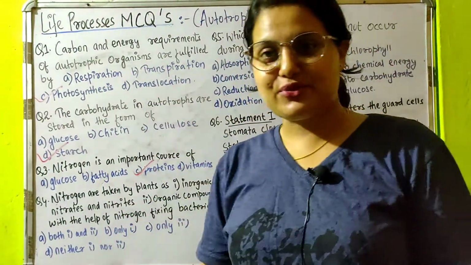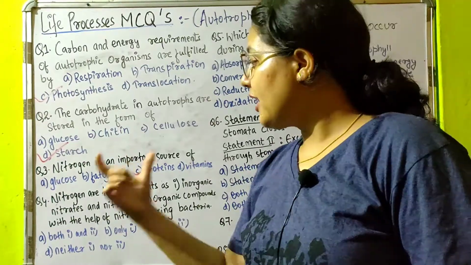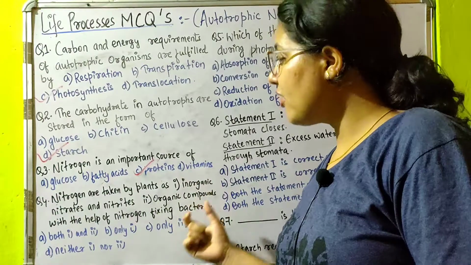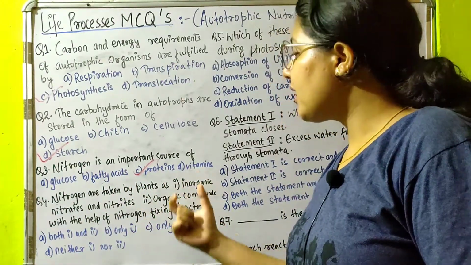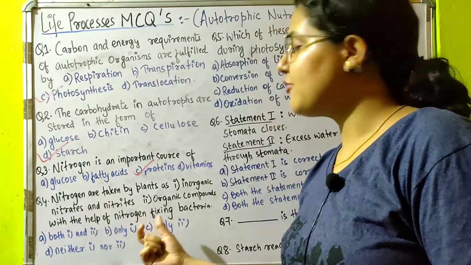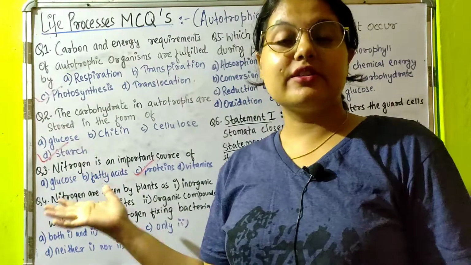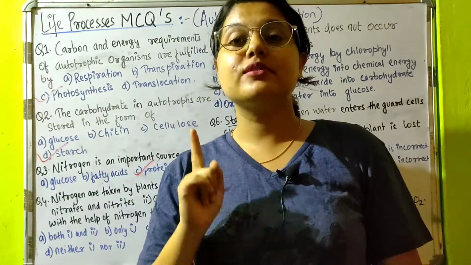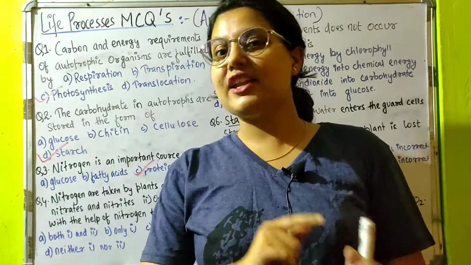The fourth question, students, this is a very interesting one. Alright, just listen to this carefully. Nitrogen is taken by plants as: first statement, inorganic nitrates and nitrites. Second statement, organic compound with the help of nitrogen fixing bacteria. See, we studied in question 3 that nitrogen is an important source of protein. That is why nitrogen becomes an important element for both plants and animals.